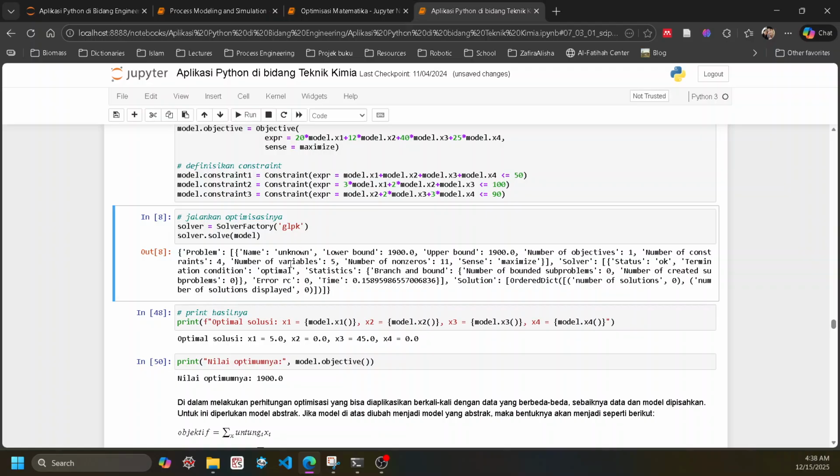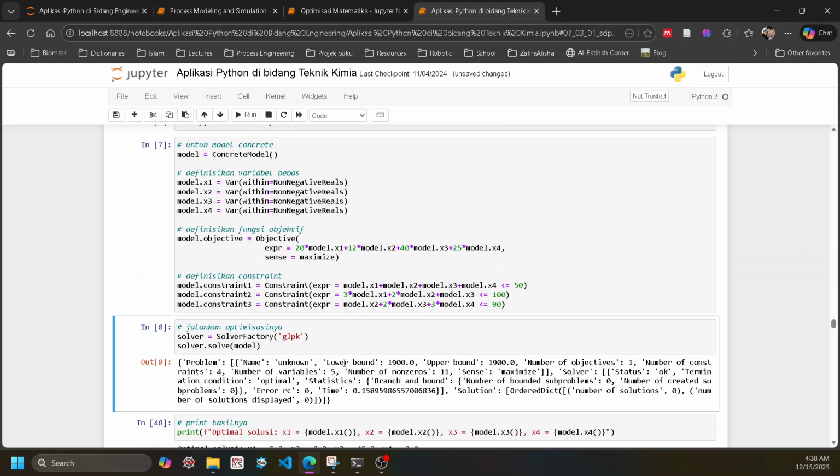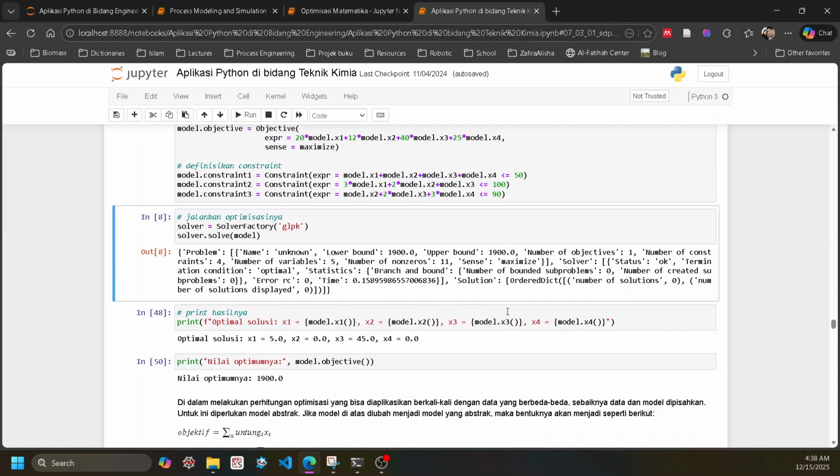What can we see? So the problem: 1900, that's basically the objective function. There's one objective function. It says 4 constraints, maybe that includes the 1, 2, 3, 4, including the objective function. 5 number of variables. I don't know what this 5 is, maybe it's 4 independent variables and then 1 objective. They also call it a variable because we need to calculate it anyway. Since we maximize, and then we print it.